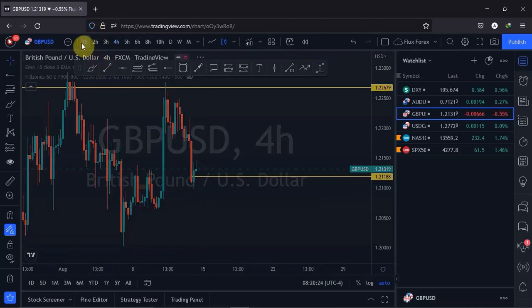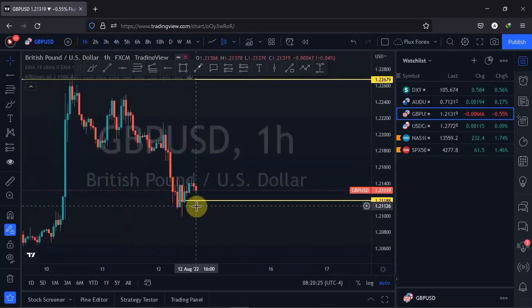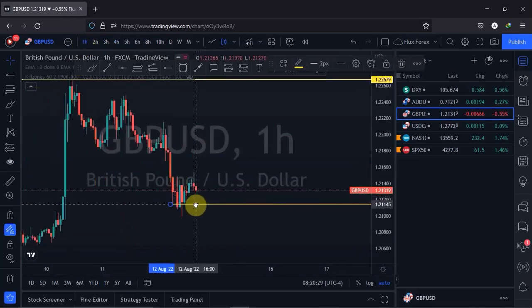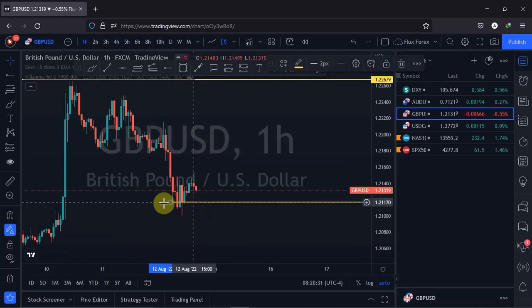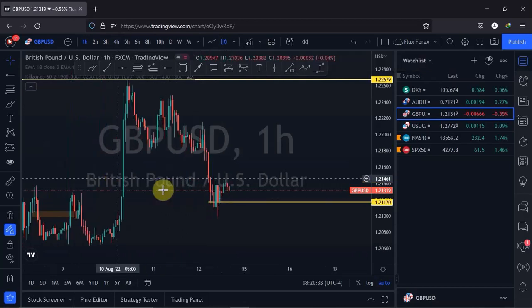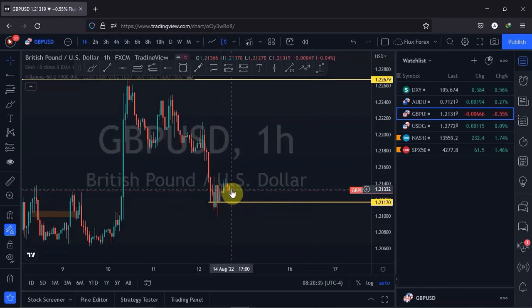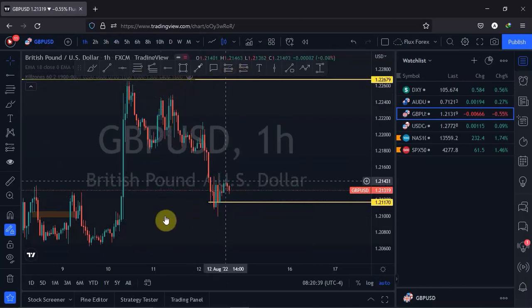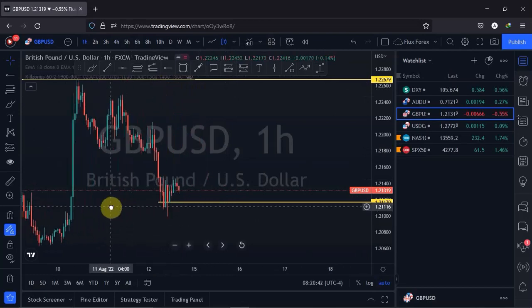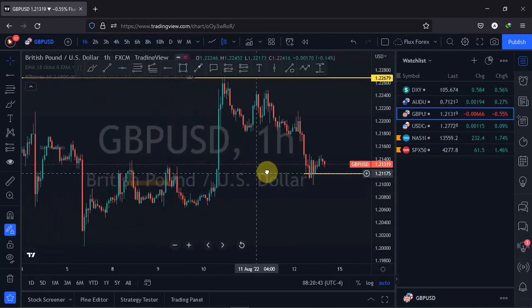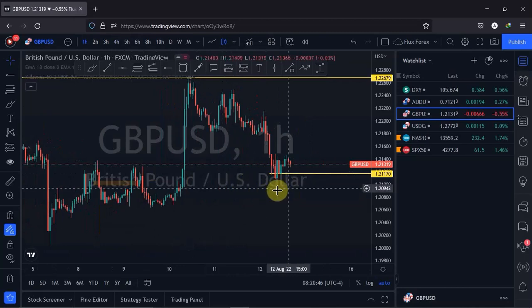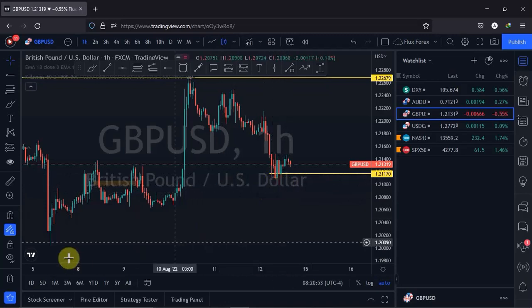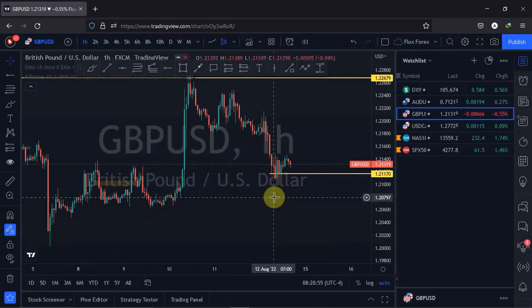But let's switch to the 1 hour and see. Yes, so this low is going to be my focus on an intraday move. If price respects this low, then definitely you're going to see price push to clear these highs. That is my intraday focus. If you see a break of this low, then definitely all these lows are going to be attacked.